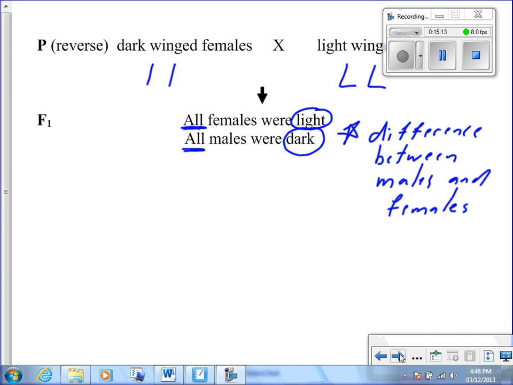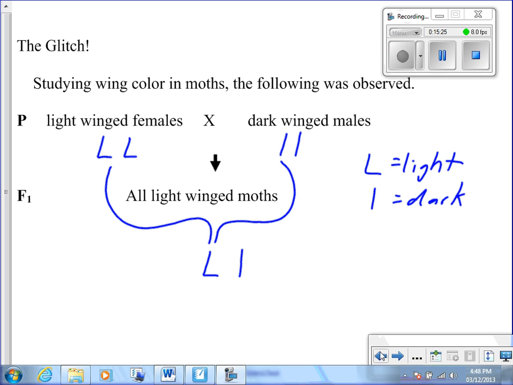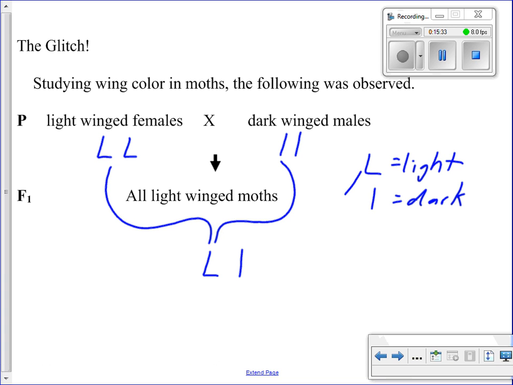If it is a trait on the Y chromosome, then only males will ever have it because only males have the Y chromosome. So because we see a difference here between males and females, now we need to use different notation. We can stick with the letters that we have, a capital L for light, a lowercase l for dark. However, I need to put those on the X chromosome because these are X-linked traits. So now we're using X with a big L for light, X with a little l for dark.